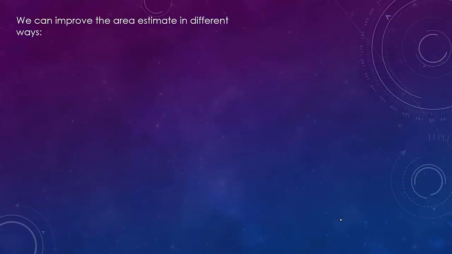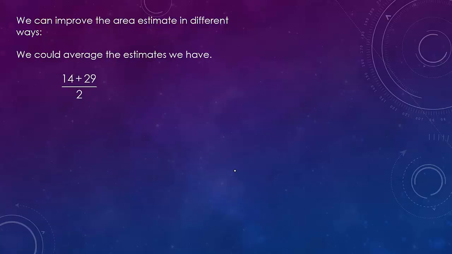We can improve the area estimate in different ways. We could average the estimates that we have, for example. So we could use 14 plus 29 divided by 2 and use 21.5 square units as an improved estimate.